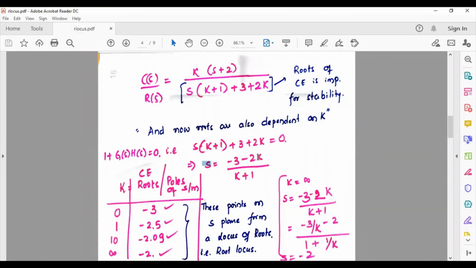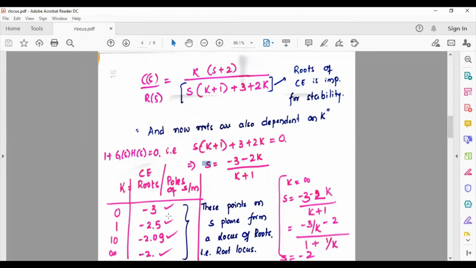I will check if I can ride my bicycle at infinite speed. What is the root? At infinity you have to make a modified calculation. So we have minus 3 minus 2k divided by k plus 1. At infinity you have to take k as common, so it becomes minus 3 by k minus 2 over 1 plus 1 by k. Therefore you have s equal to minus 2, since 1 divided by infinity gives 0. So what we are observing is, you can ride your bicycle at any speed, all the roots will lie in the left half only. Oh, very nice bicycle you have.